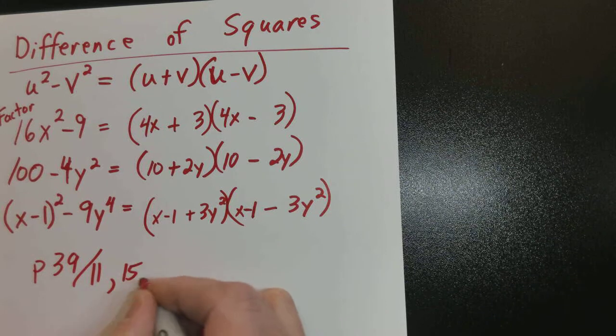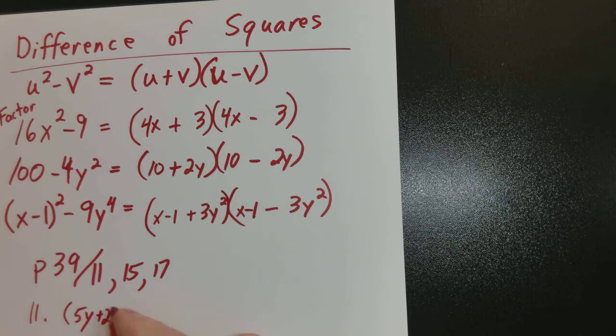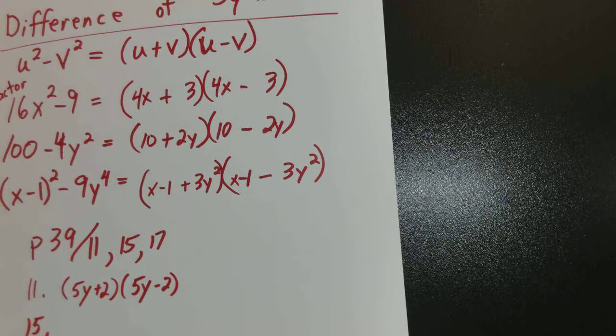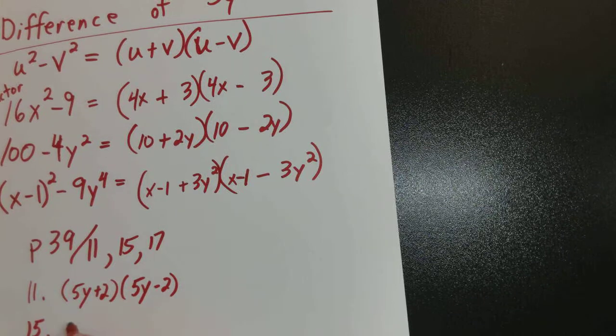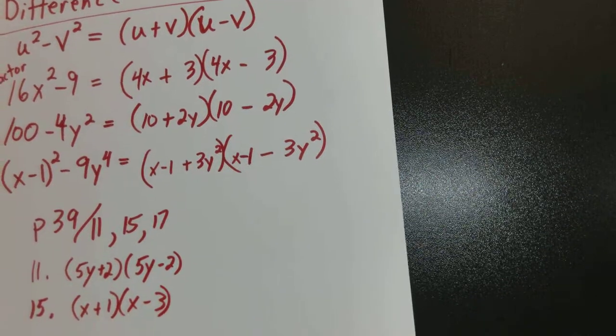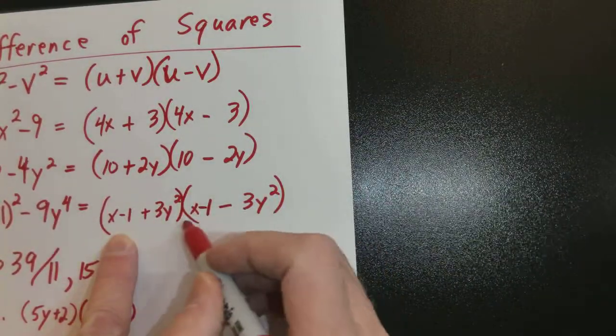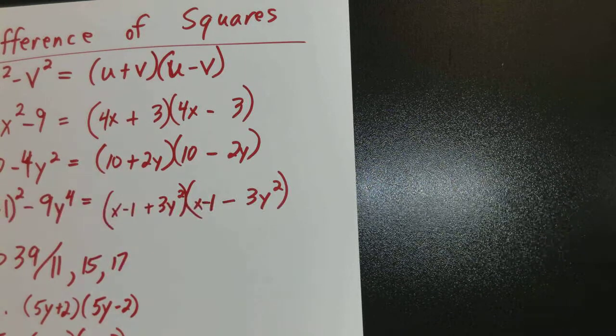I would like for you to try page 39, 11, 15, and 17. Give those a shot. Okay, good. 15. Emma, what do you have there? x plus 1 times 3. Okay, any questions on that one, guys, after you put it together? Good, good. This one was a little different because it didn't have like terms. This one does have like terms, so good job.